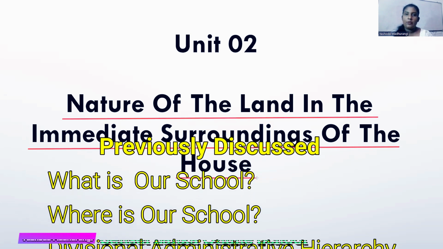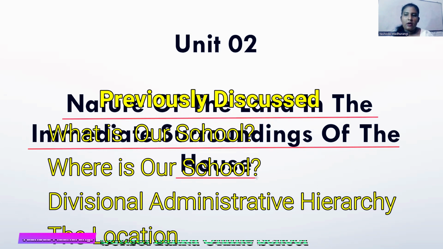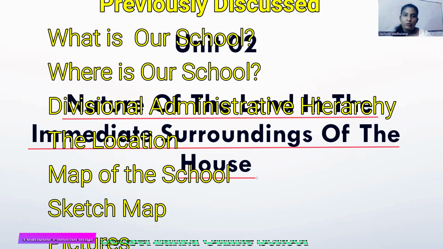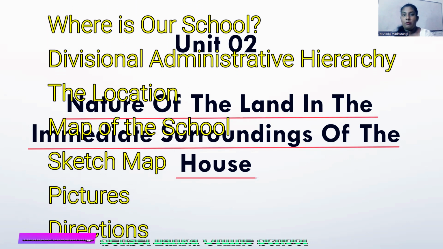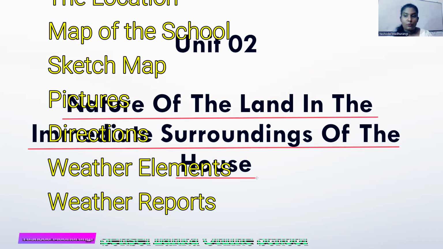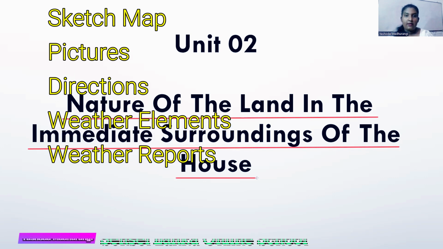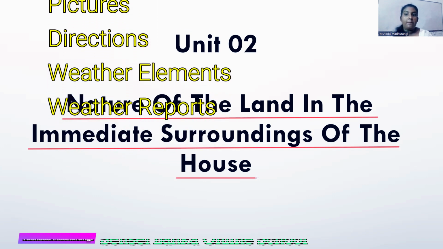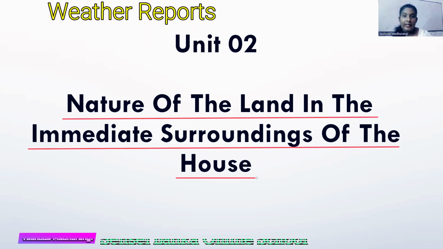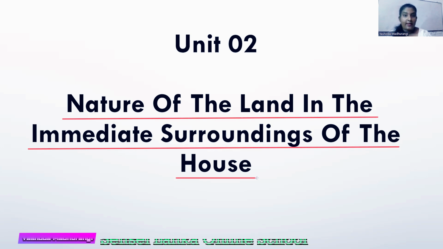Can you remember, in unit number 1, we learned about our school. We learned about what is our school, where is our school in the divisional administrative hierarchy, the location. And then we learned about the map of the school. We drew a sketch map and the picture, directions, weather elements, weather report. So, in unit number 1, we learned those things.